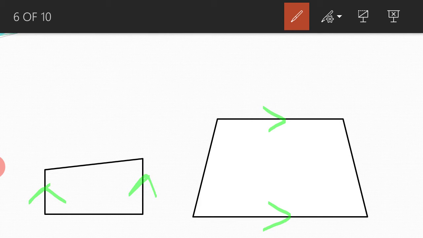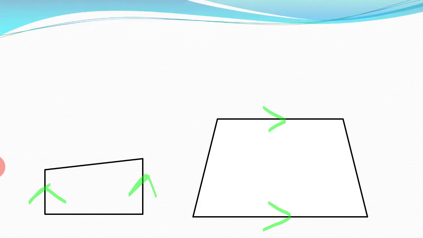To be more specific, we say if a quadrilateral has at least one pair of parallel sides. Now this word at least means it can be one or it can be more than one. More than one means it can be two only. So if a quadrilateral has at least one pair of parallel sides, then such a quadrilateral is called a trapezium. What do we call it? Trapezium. Is it okay? How do we indicate the parallel lines?